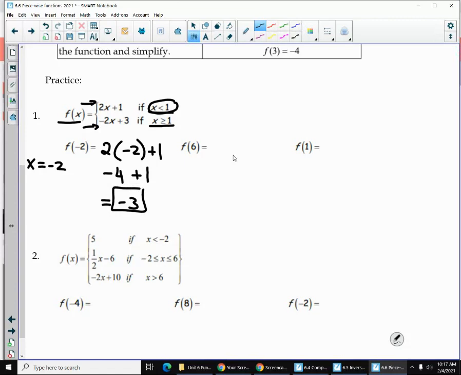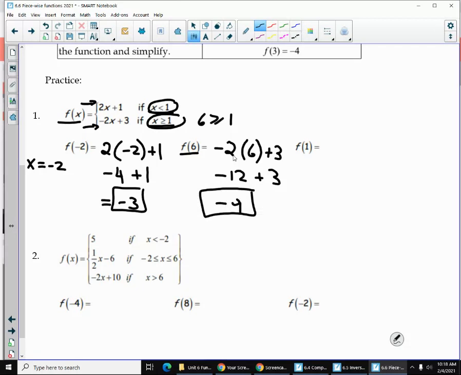Now, pause the video and think how you would do the problem in the middle, f of 6. So for f of 6, I have to use the second function, -2x plus 3. Why? Because this function is used when x is greater than or equal to 1, and 6 is greater than or equal to 1. So I will do -2 times 6 plus 3, which is -12 plus 3, which is equal to -9.